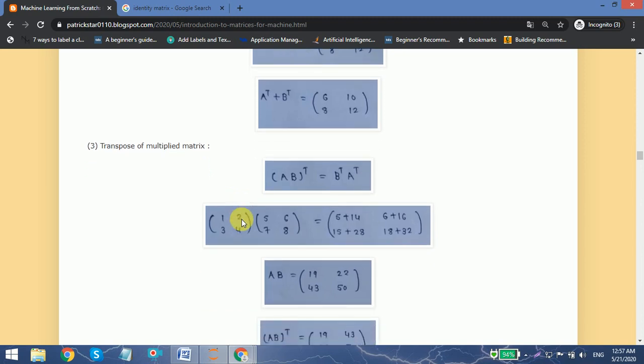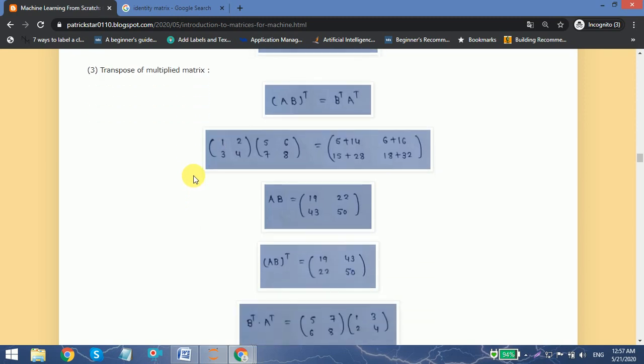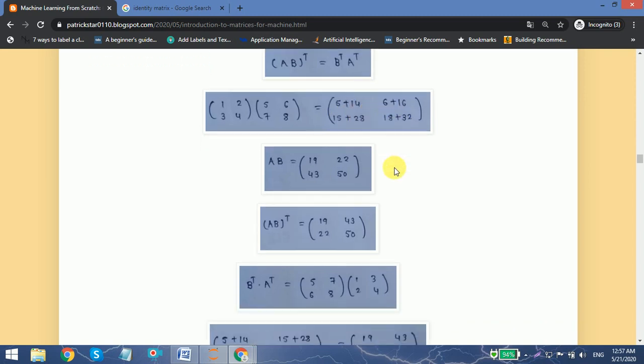Okay, so let's take an example of it. See, here I have taken two matrices A and B. You can easily see here, and I have multiplied them, and you already know how to multiply them, so I'm going to skip it. So here is our resultant matrix AB, and if you transpose it, then rows are going to be converted into columns, and columns are going to be converted into rows.